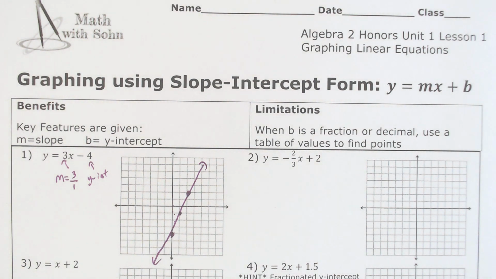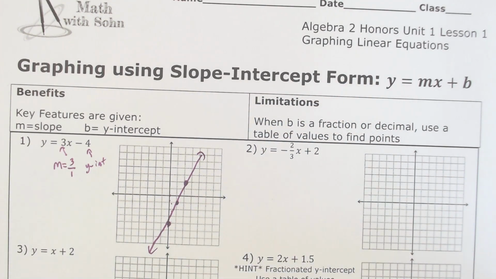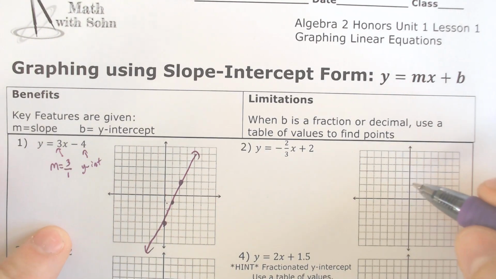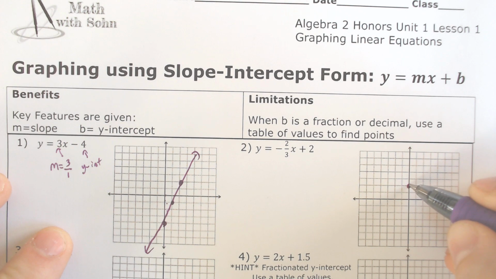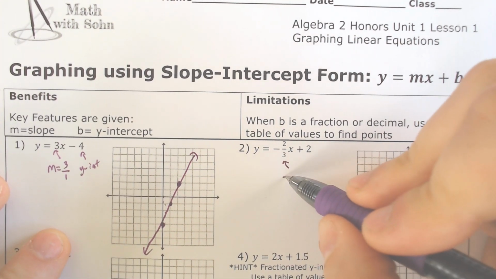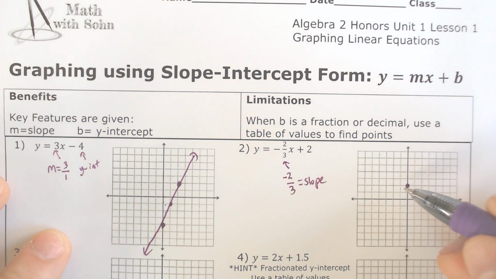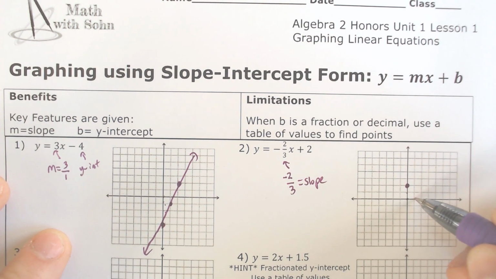which means instead of going up and then over, you go down and then over. Got my ruler now. We're going to start with our y-intercept at +2, up by 2. And then from here, I have to have my slope at -2 over 3. We go down by 2, over by 1, 2, 3. Down by 2, over by 1, 2, 3.